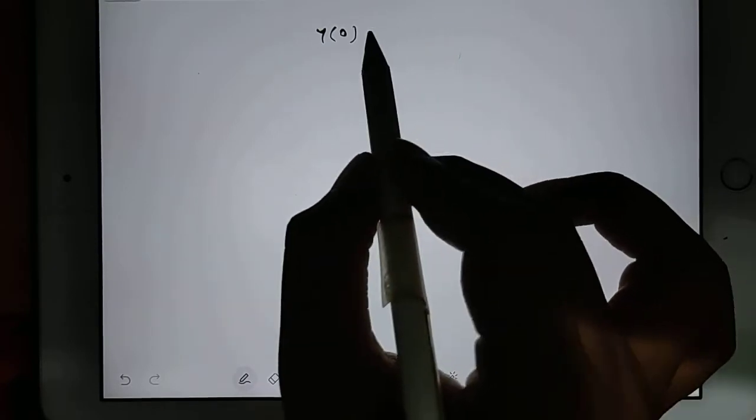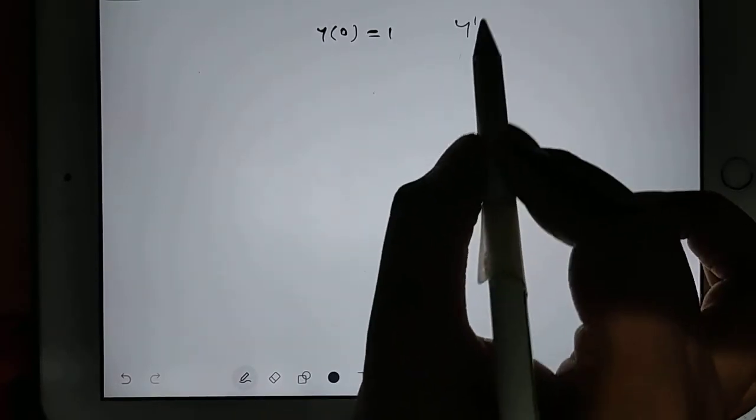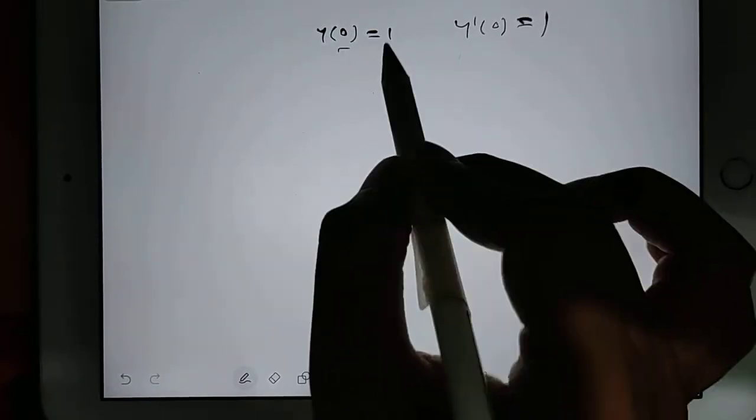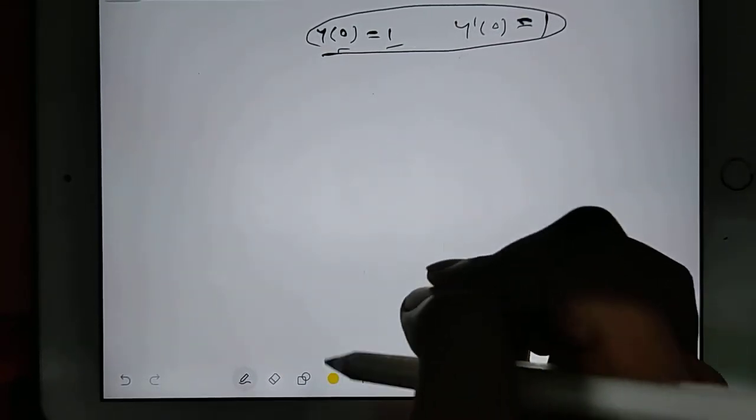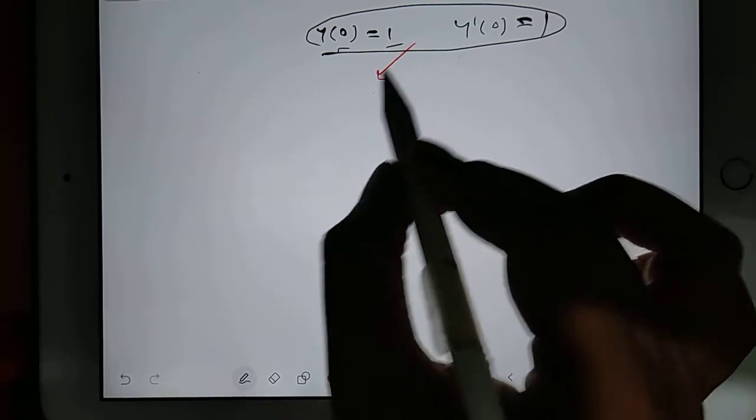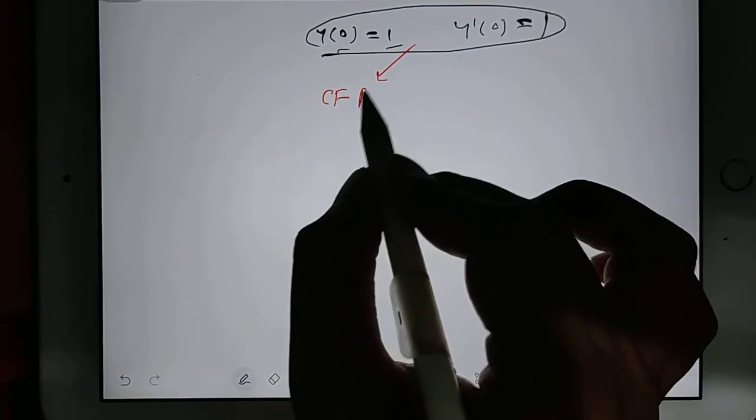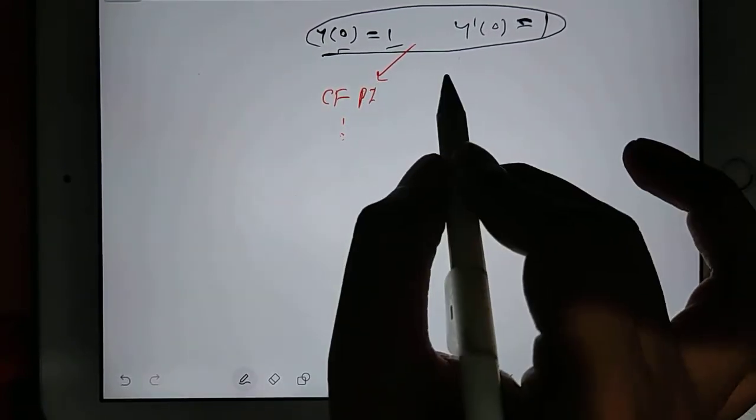See guys, whenever these kinds of questions are given, when the initial values are given like this, that can be any value, not only 0, 1. Whenever values are given like this, there are two approaches to solve this equation. One approach is what we are learning now: find out CF, find out PI and do the steps, and you'll get your answer.